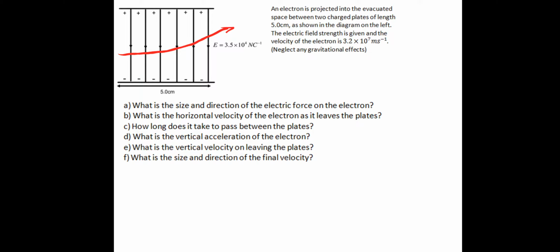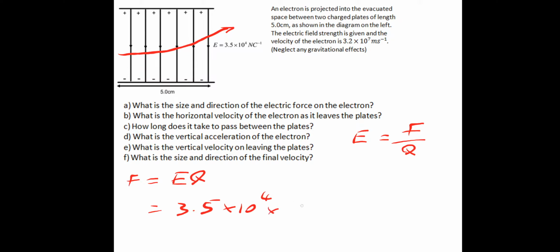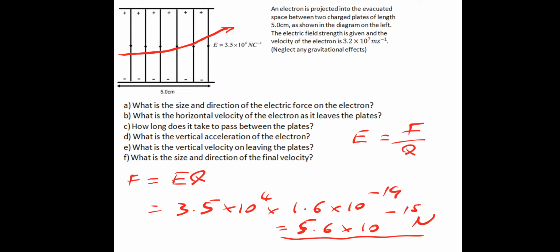Part A then. What is the size and direction of the electric force on the electron? So we know that electric field strength is force over charge. So the force would be EQ. So we just need to do the electric field strength, which is 3.5 times 10 to the power 4 times the charge of an electron, which we should know is 1.6 times 10 to the minus 19 coulombs, which gives a force of 5.6 times 10 to the power minus 15 newtons. Hopefully that's okay.